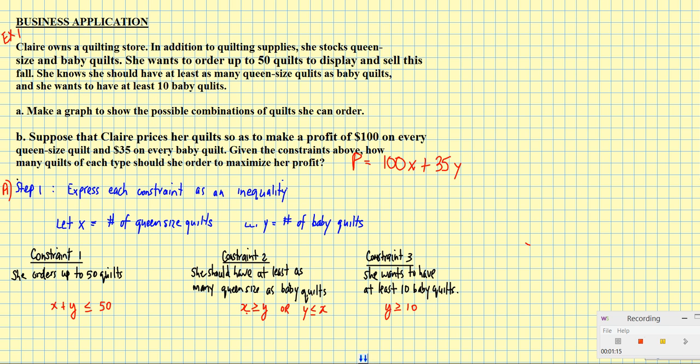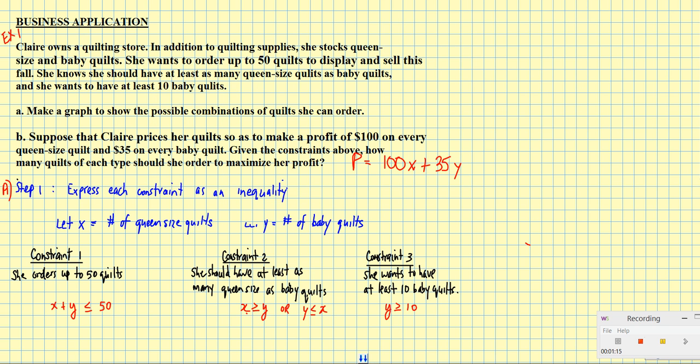So if my first constraint is that she has to order up to 50 quilts, then I could say that the combination of the two, the queen-size quilts and the baby quilts, X plus Y, has to be less than or equal to 50. That would be my first constraint.